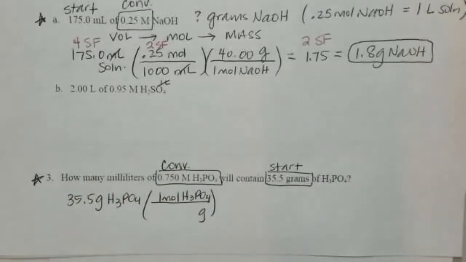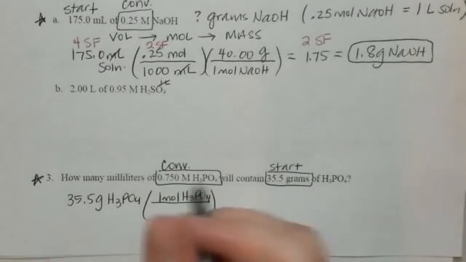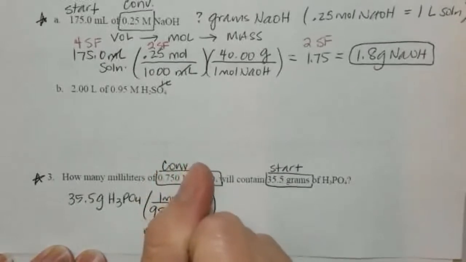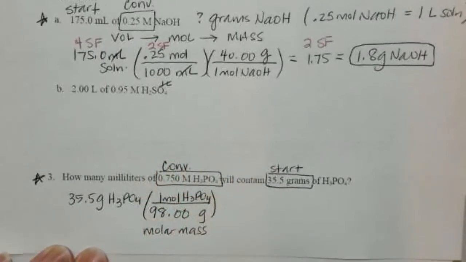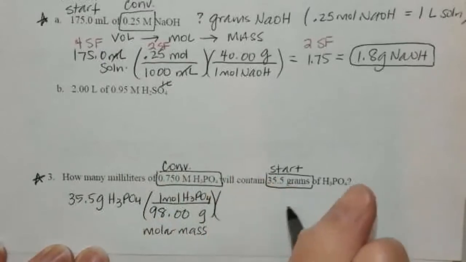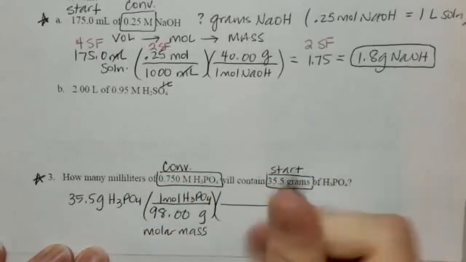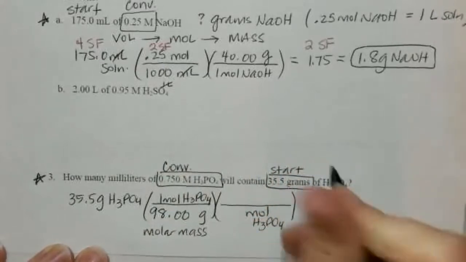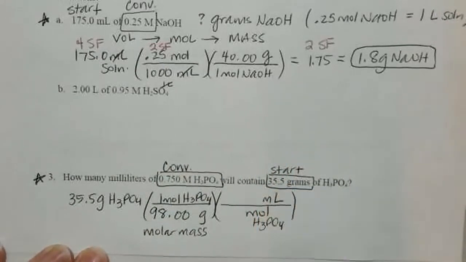So 3 hydrogens would be 3.03. The phosphorus is 30.97. And then the 4 oxygens would be 64. So we get 98.00. Okay, so again, that's the molar mass from the periodic table. All right, and now in my next conversion, I need something that can get rid of moles of H3PO4 and go to volume, but specifically milliliters, because that's what the question was looking for.